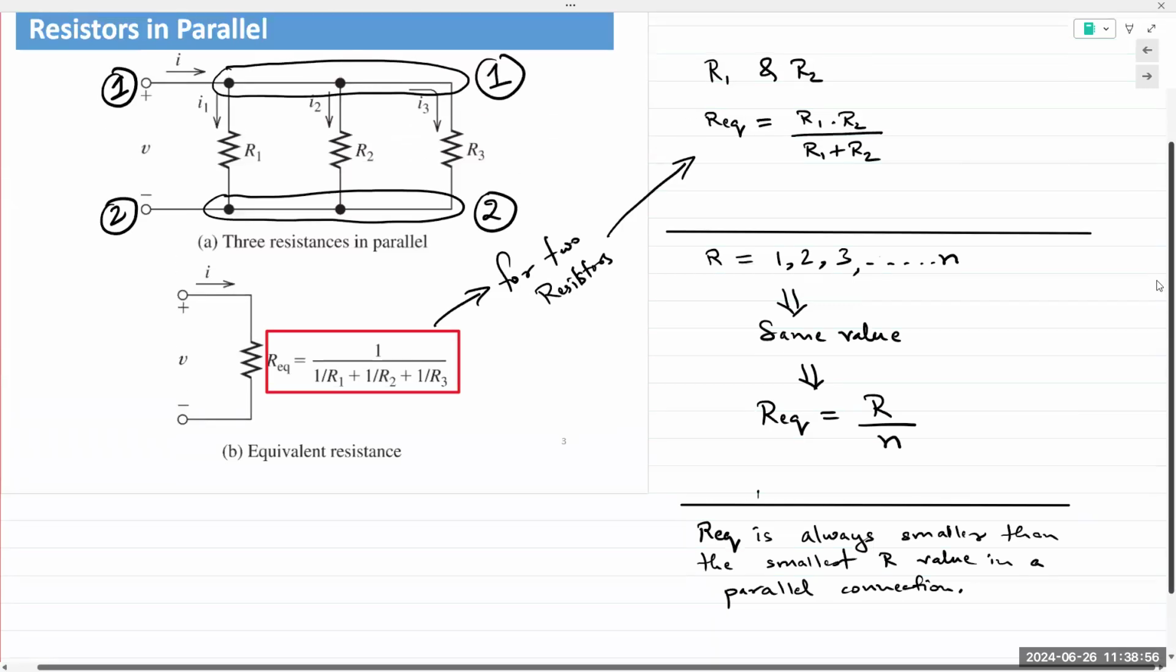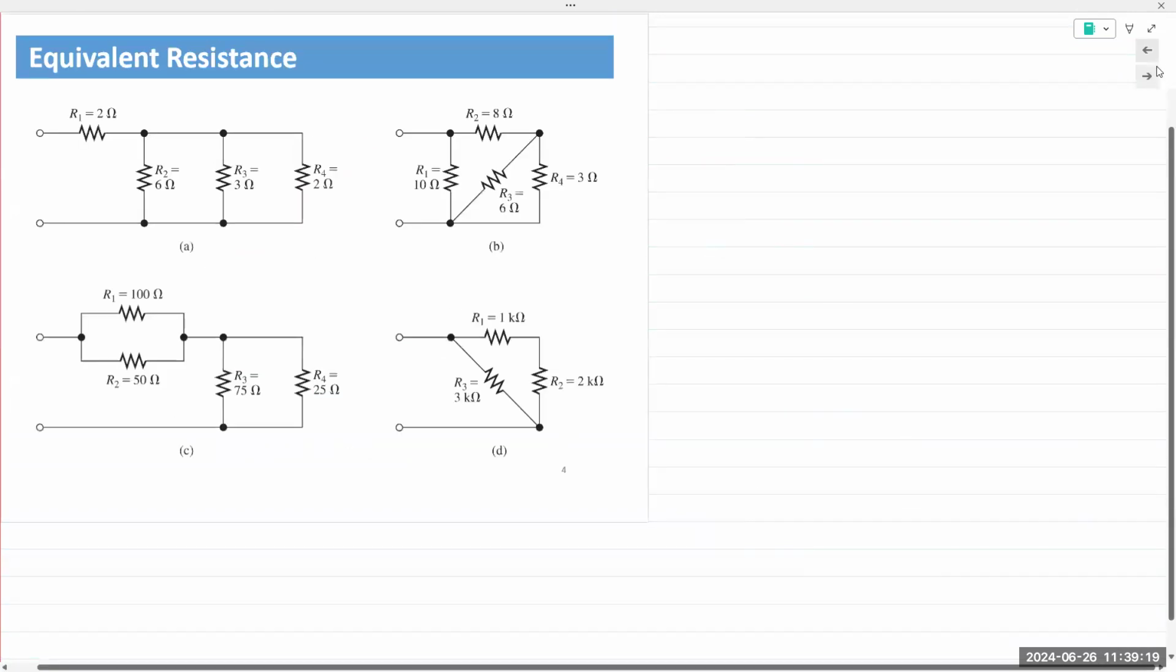All right, let's take a pause. Let me know if you have any questions. All right, no more questions. Then let's get into equivalent resistance examples.